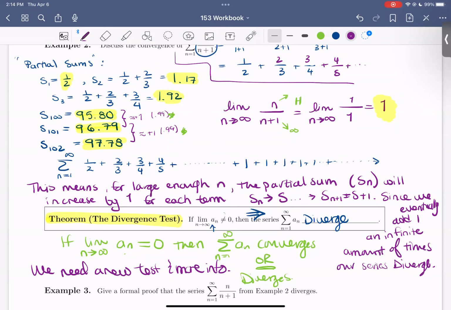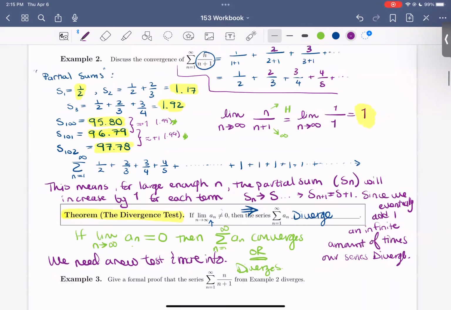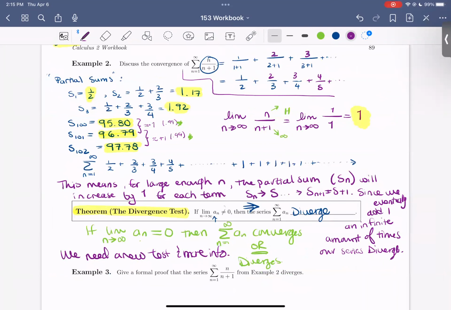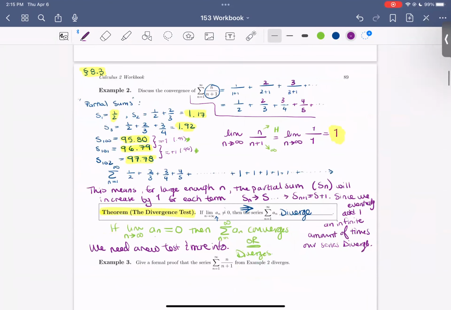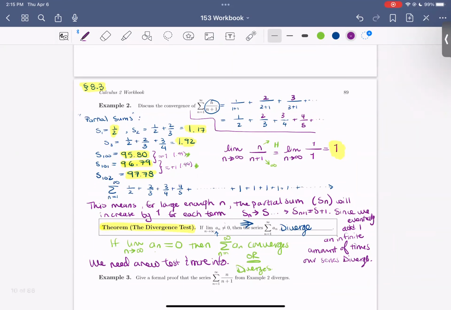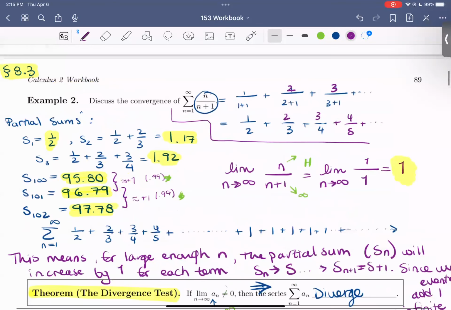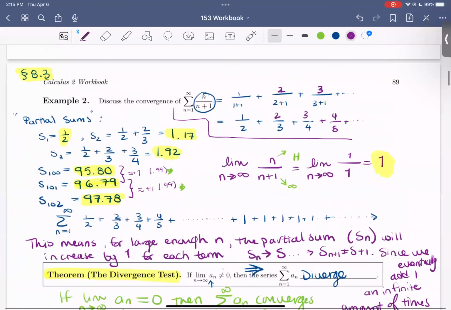All right, great work going through example 2. I just want to emphasize again, this is our first divergence or convergence theorem for this section. We're going to collect a lot of different theorems, statements and facts to help us determine if a given series converges or diverges. And here's the first one in our toolbox.